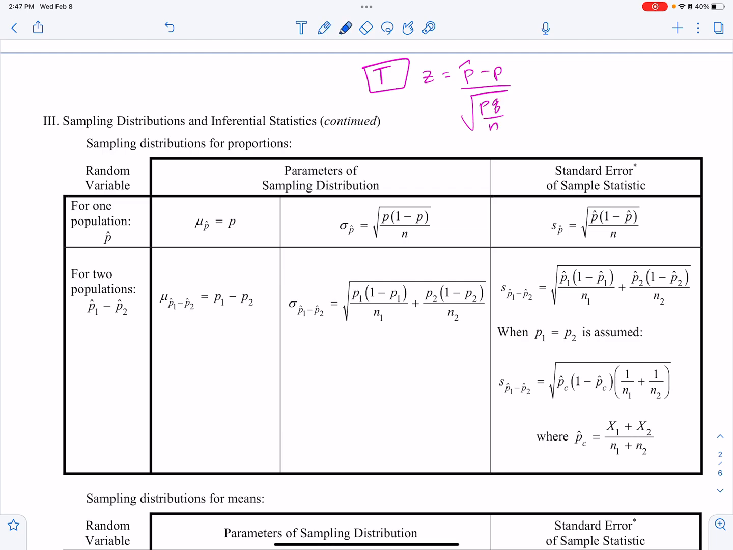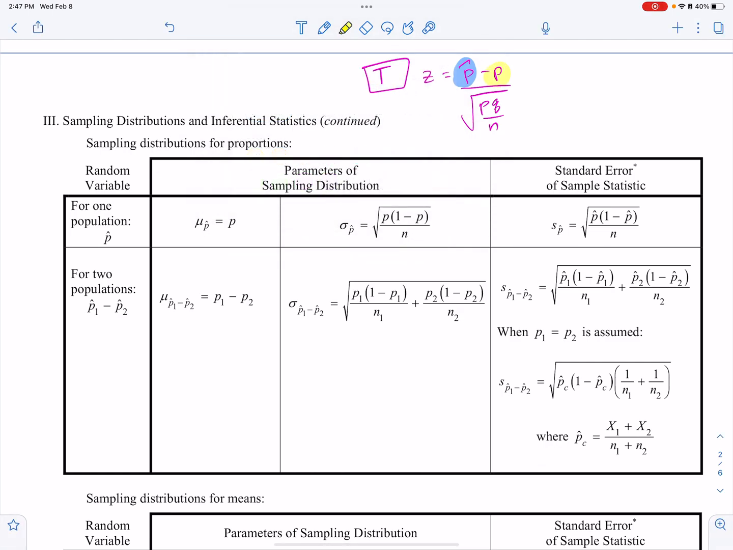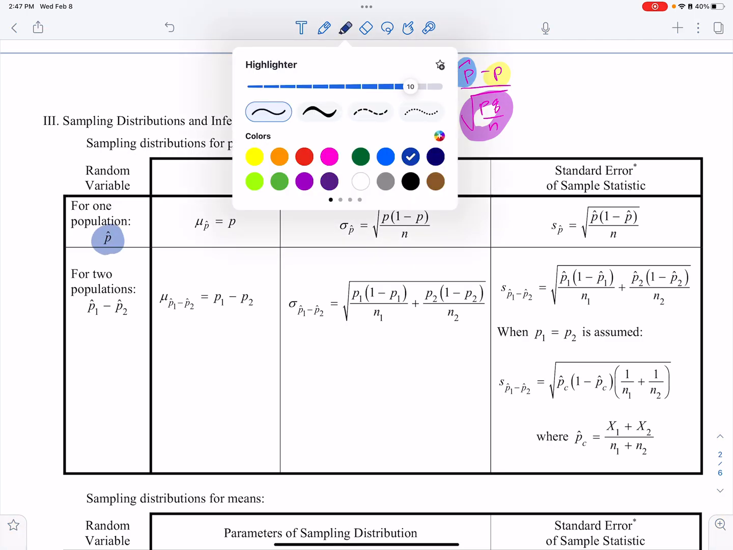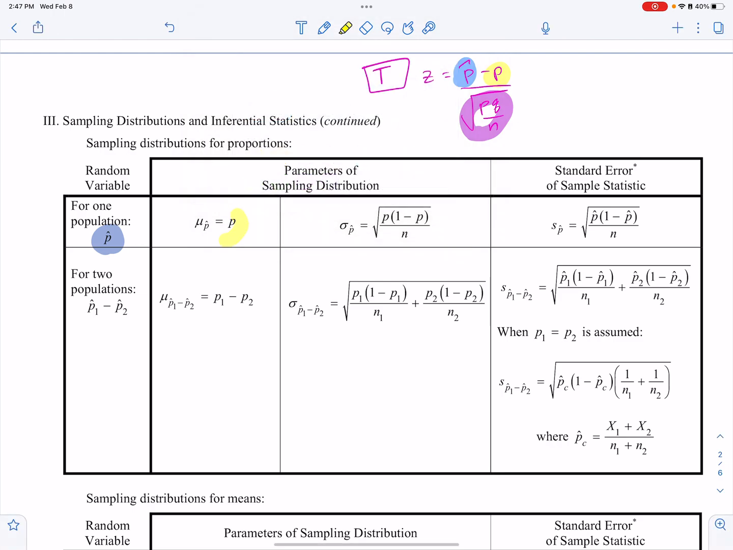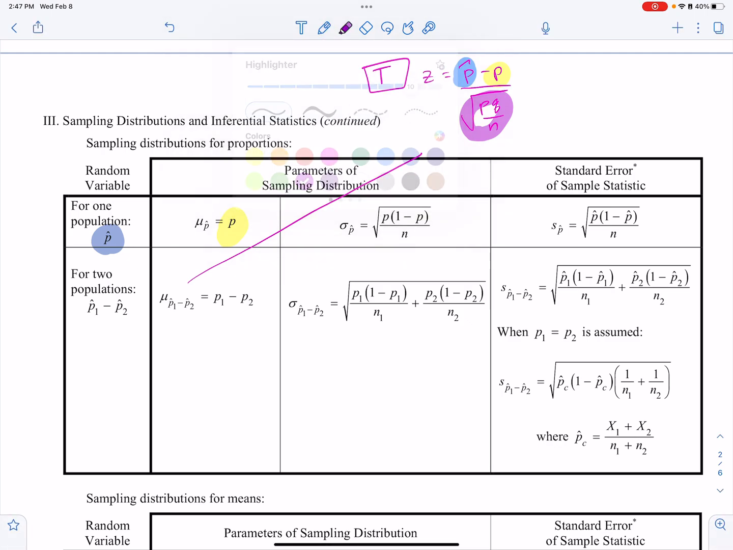All right, so just watch here. This is the P hat. This is the P. And this is the PQ over N. Okay, so if you look here, and if I go in the same order, here's my P hat minus P, and divided by, and then there's my PQ over N. So that's for my one proportion Z test.